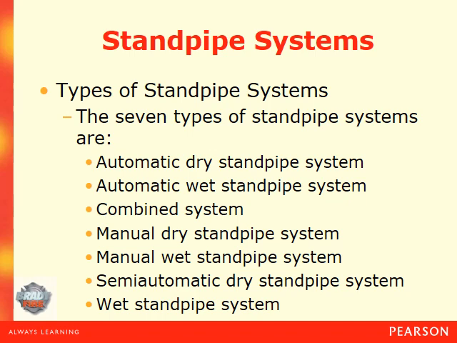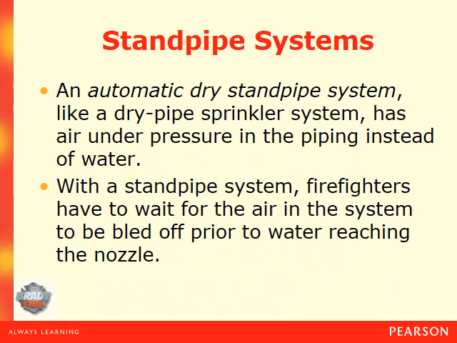Types of standpipe systems. There are seven. You have an automatic dry standpipe system, an automatic wet standpipe system, a combination of the two, a manual dry standpipe system, a manual wet standpipe system, a semi-automatic dry standpipe system, and a wet standpipe system.